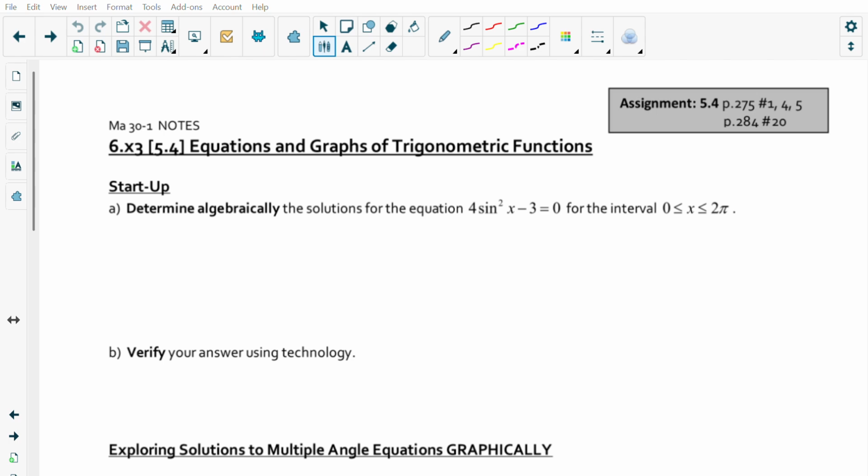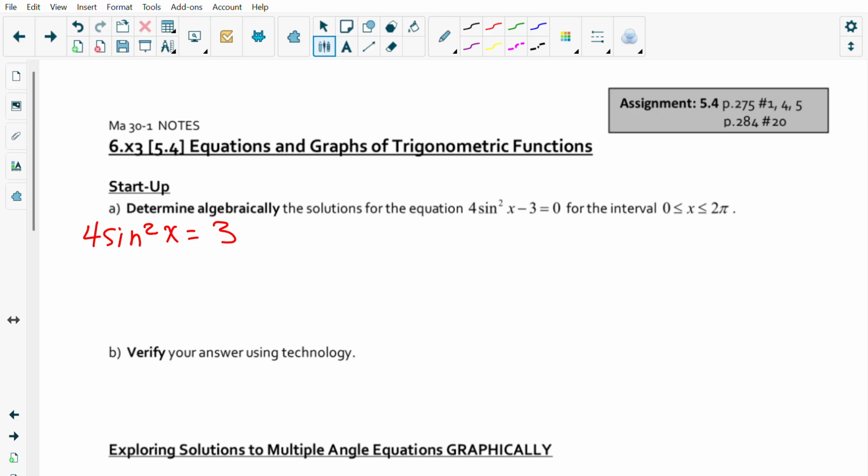Okay, first let's do a quick startup. Determine algebraically the solutions for the equation 4 sine squared of x minus 3 equals 0 for the interval 0 to 2 pi. So let's take a look at this. What do we got? First, let's start with 4 sine squared of x equals 3.